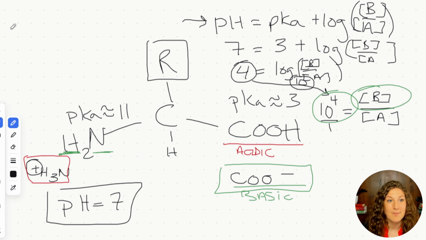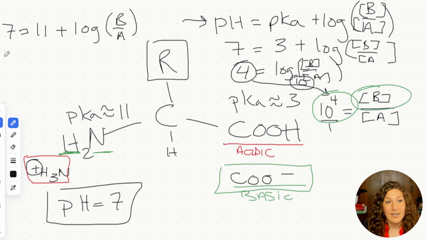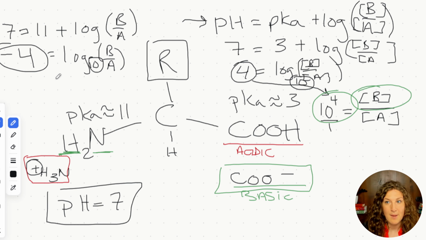All right, so I'm going to draw this up here. Our pH again is 7. And we now have a pKa of 11 plus the log of base over acid. 7 minus 11 is -4, which equals our log base 10 of base over acid. Again, what we're going to do is take the exponent and the number here and pop it on top of the exponent to equal what's inside the parentheses. That's how we cancel out the log. So 10 to the -4 equals base over acid.